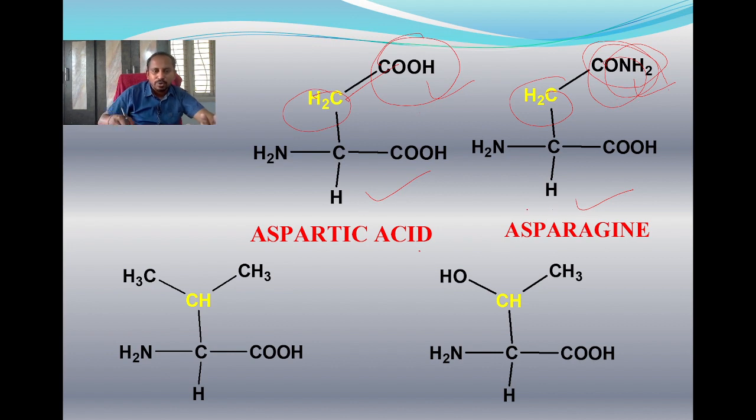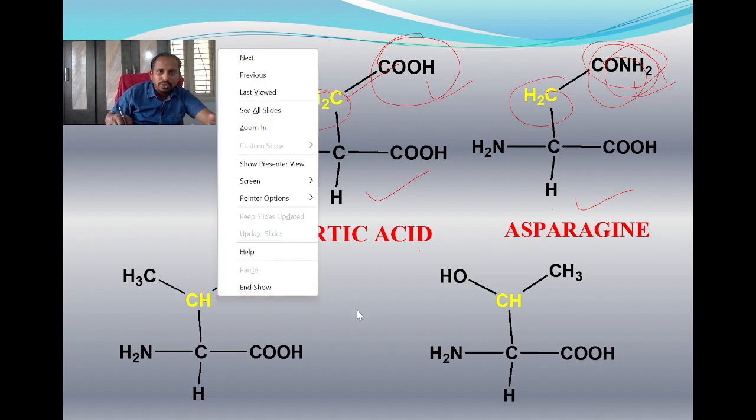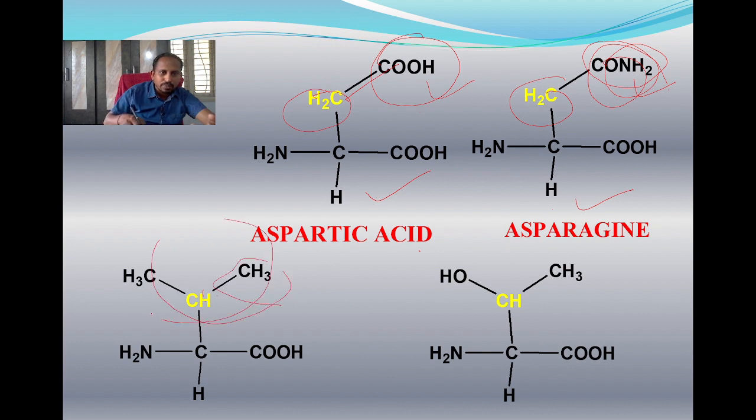Aspartic acid, asparagine. Now if we go to another structure, listen, this is a CH connection. The CH has one hydrogen, and this attaches to an isopropyl group, then the name of this amino acid is valine. If this CH is attached to one CH3 and one OH, the name of this compound is threonine. Listen, all are CH derivatives. Here CH with H will be alanine, and if two hydrogens are replaced by CH3 groups, this is valine. If two hydrogens are replaced by one OH and another CH3, then this will be threonine. So all are CH substituents.